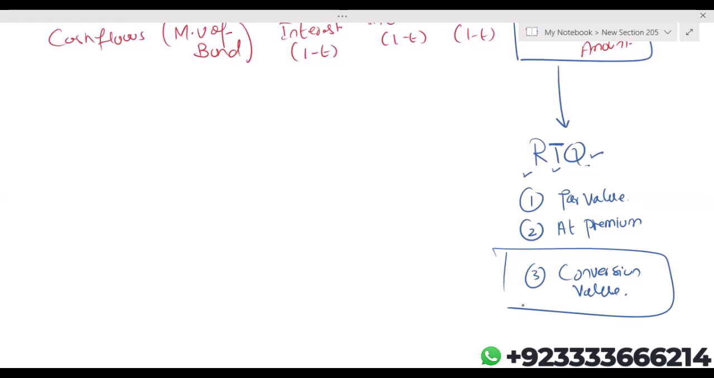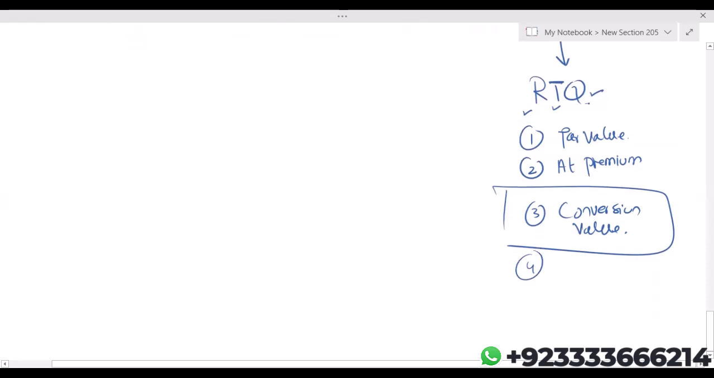Repeat. Conversion value can only arise if, number one, the given bonds are convertible, and number two, at maturity, the conversion value is more than the redemption amount. Obviously, at maturity, when conversion value is more than redemption amount, then you will have conversion value. I'm just writing the fourth option, which I have not seen, but I'm writing it: at discount. Again, if redemption is at discount, it will be mentioned.